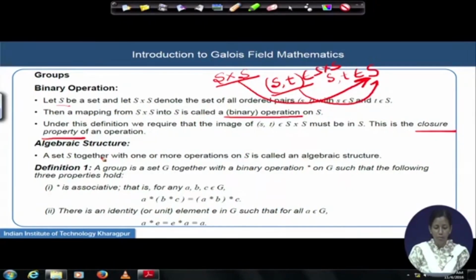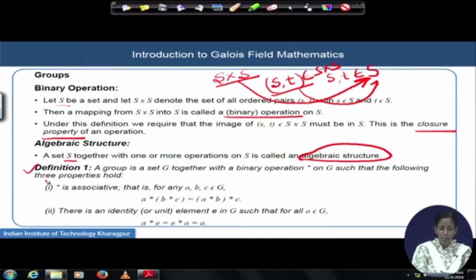So, now the algebraic structure of the group can be defined. A set S together with one or more operations that we are declaring here, meaning that the operations are running on S, is combinedly called an algebraic structure. So, I have a set and one or two binary operators, and those binary operators applied together on S will be called a group.